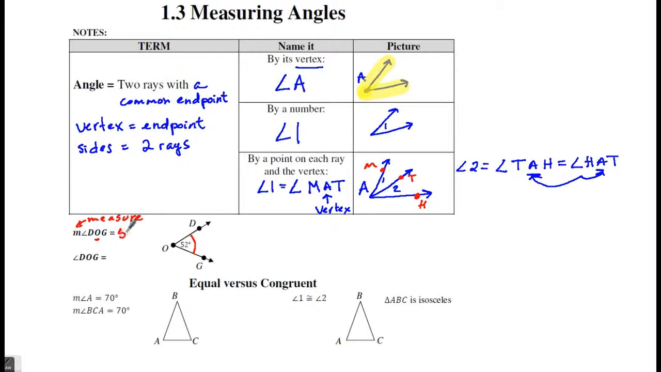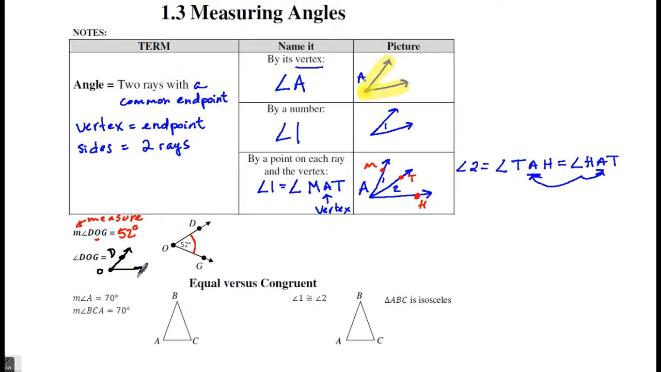Now, what if it doesn't have the M? Let's say it just says angle DOG. Well, they're just talking about the angle itself, this angle, DOG. So it has no value. That's what I'm trying to show you. When they talk about this by itself, they're talking about just the angle itself, DOG. When they have the M, M means the measure.